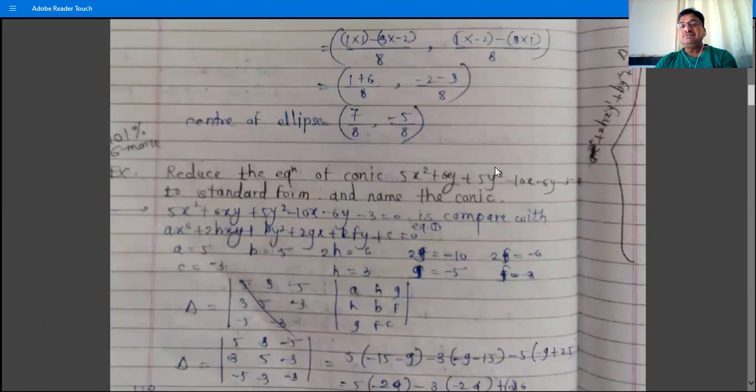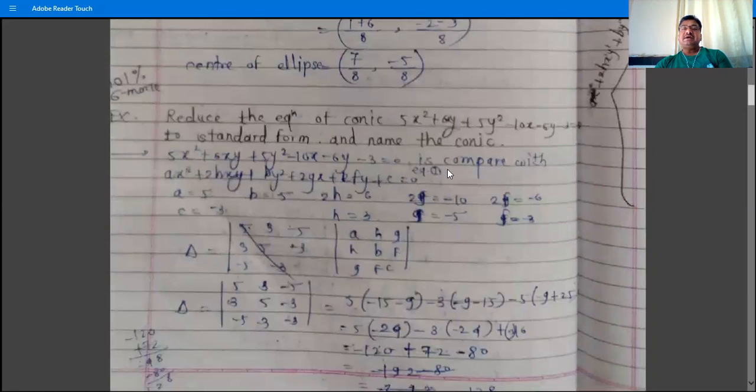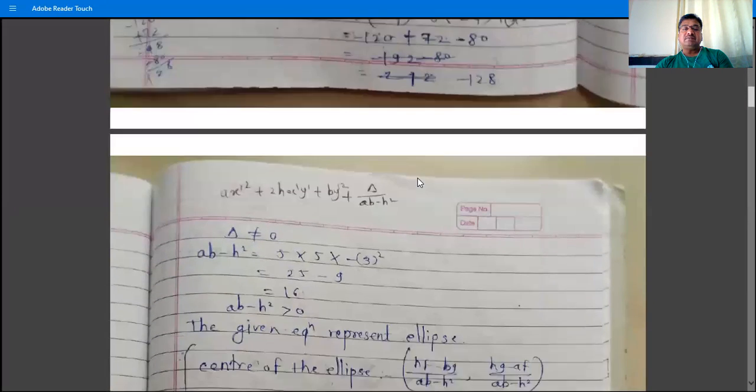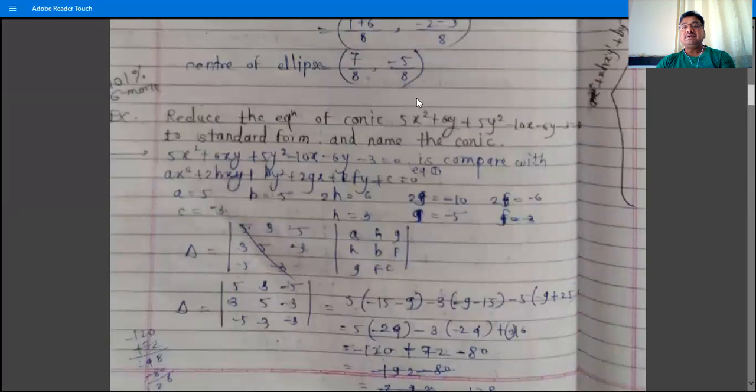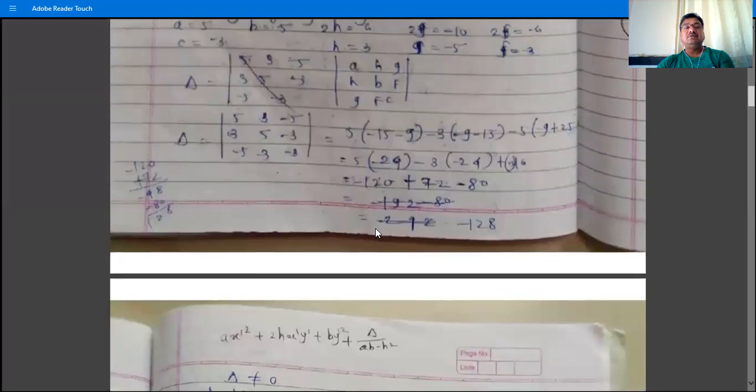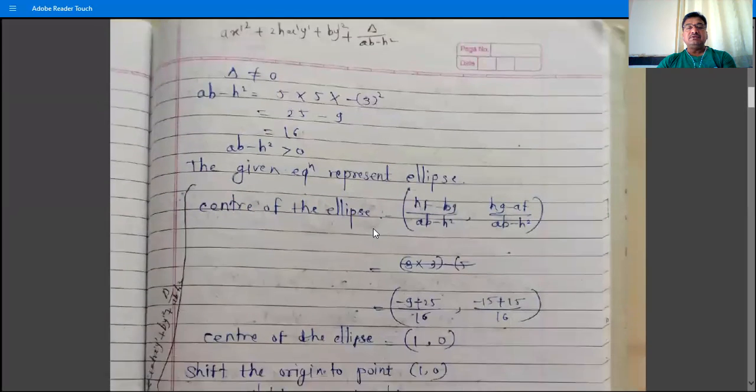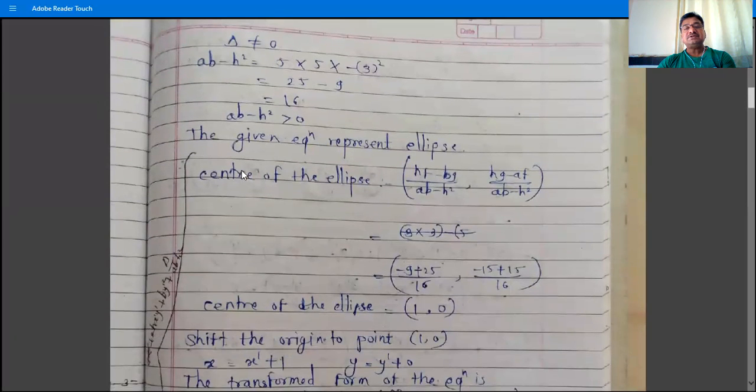Now we have to reduce this equation to standard form. What is the standard equation of ellipse? The standard equation of ellipse is in the form x²/a² + y²/b² = 1. So we have to reduce this equation to the standard form, x²/a² + y²/b² = 1. In order to reduce this equation to standard form, first find the center of the conic and shift the origin to the center of the conic.